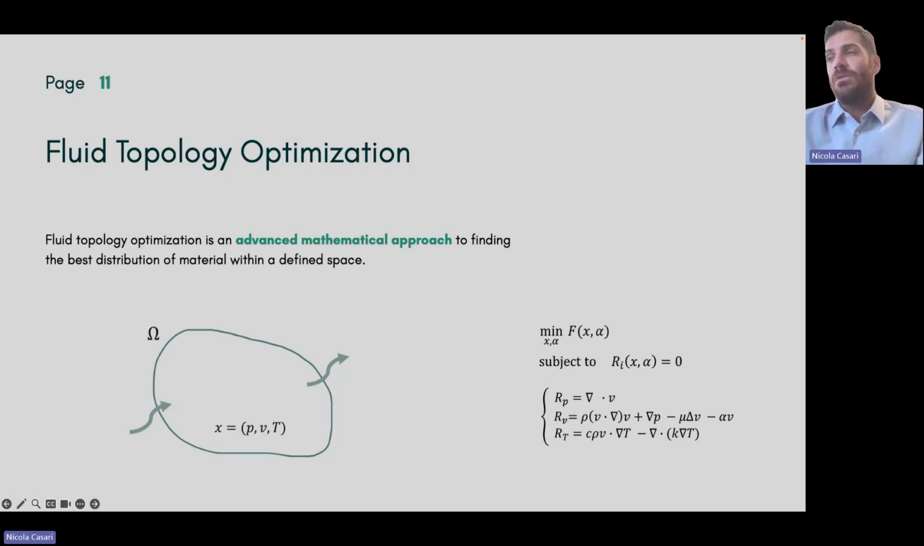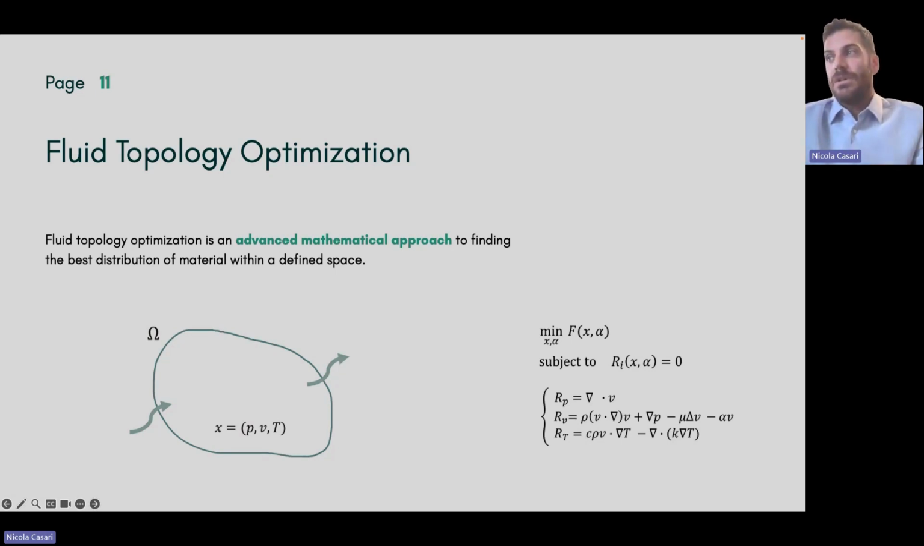By using fluid topology optimization, we have an objective function identified by f, which is a function of the state variable x, but also of a new variable alpha, which is the impermeability. Basically, what we do is distribute material, let's say randomly, inside this space, and we assess the performance of the distributed material in terms of how much heat can be dissipated.